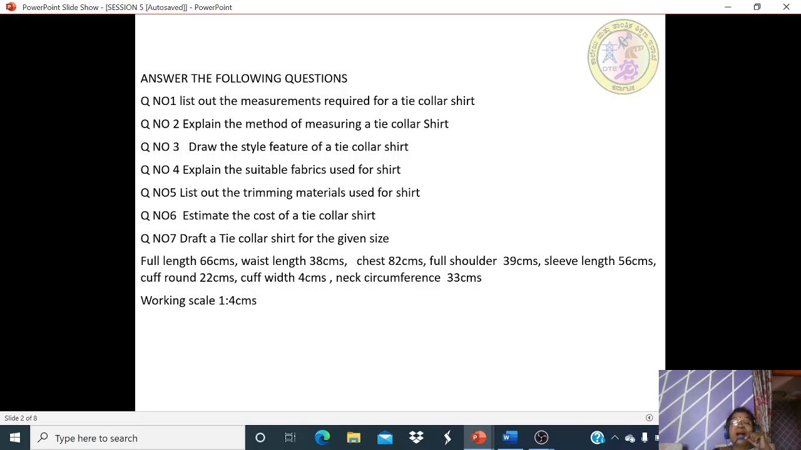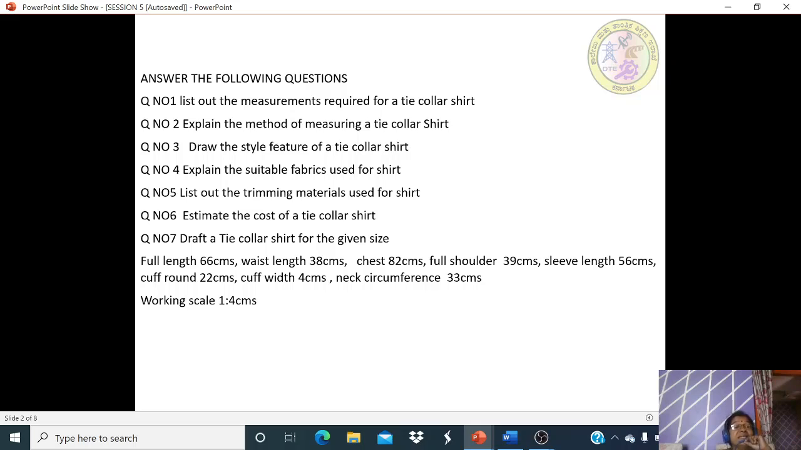Explain the suitable fabrics used for shirt. I have shown a video. I have given the fabric chart. Just go through it, identify, select suitable fabrics and write the uses, write the properties of the fabrics we are selecting to make a shirt, the attractive shirt. Question number 5. List out the trimming materials used for shirt. Make the list of trimming materials you are using for a shirt.